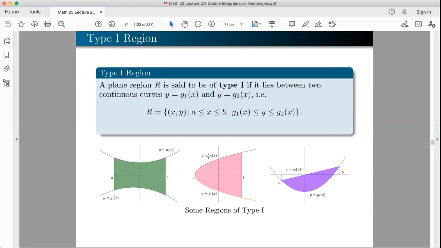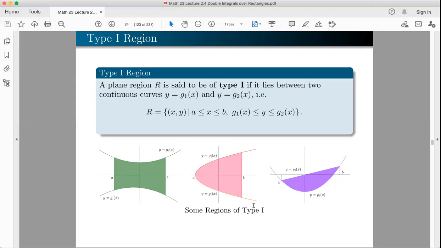Now it can also happen that you just have one function, like in this case here, you just have one parabola. But we can still separate this into two functions. We have the upper branch of the parabola, that is your g sub 2, and the lower branch of the parabola is the g sub 1.